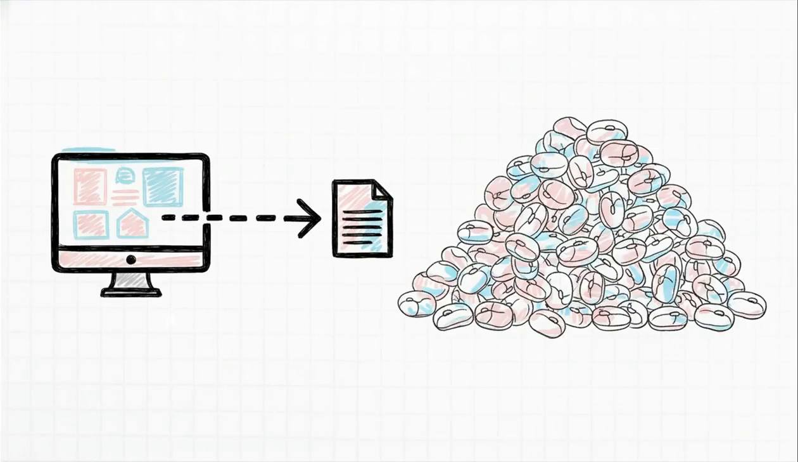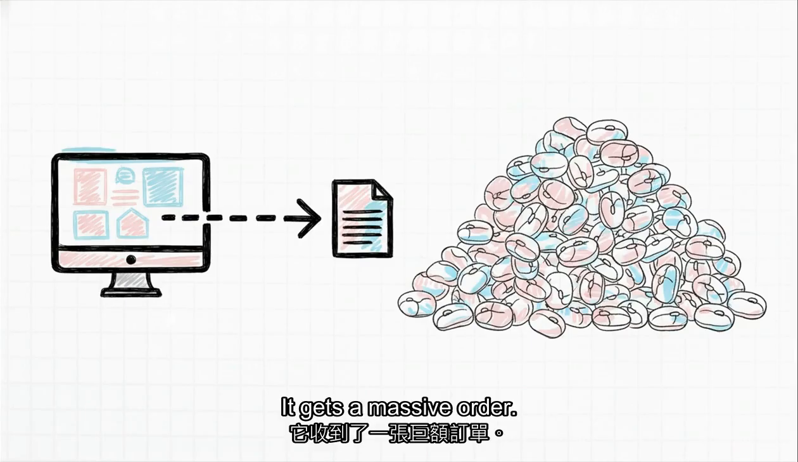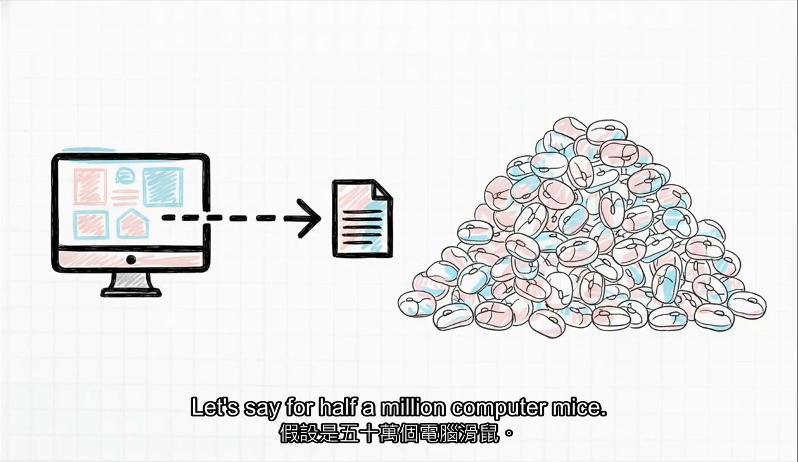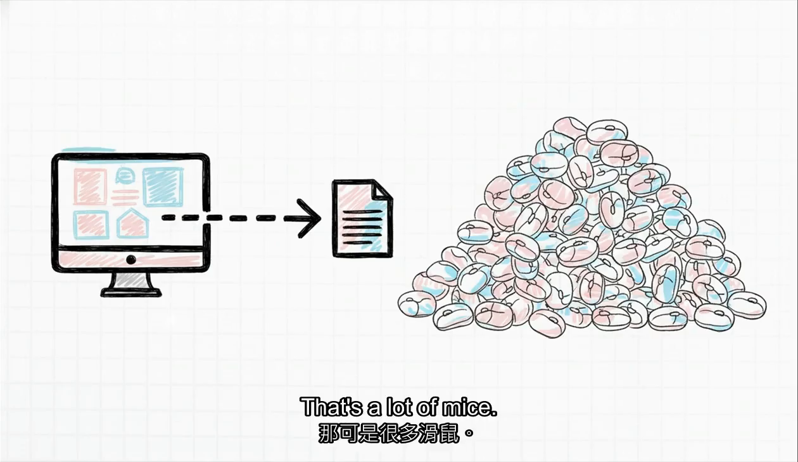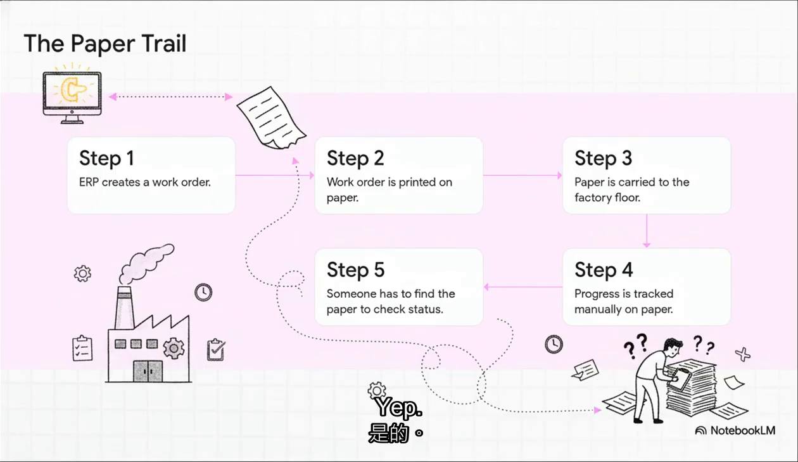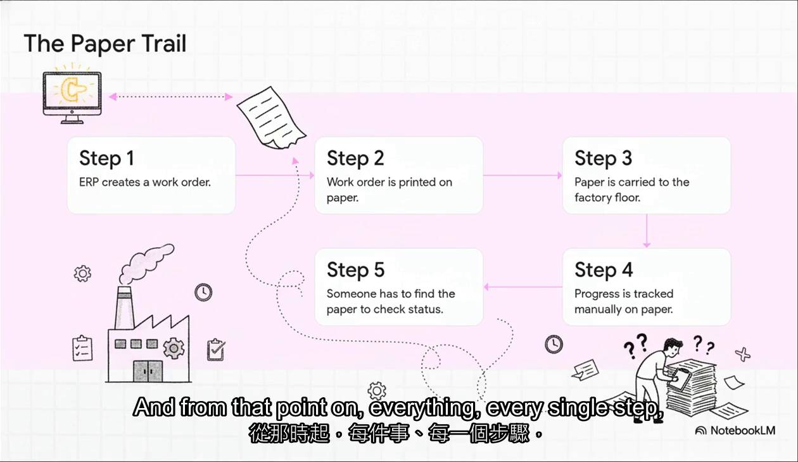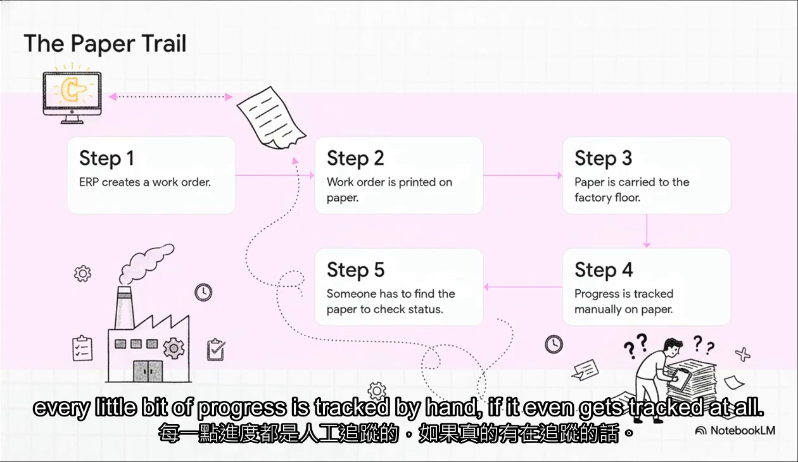So let's make this real. Picture this. Your company's main business system, the ERP, gets a massive order. Let's say for 500,000 computer mice. That's a lot of mice. The order's in, great. Now the real work is supposed to start. But here's the catch. If you don't have a truly integrated system, that beautiful digital order just gets printed out. Yep, it becomes a physical piece of paper that someone literally has to walk down to the factory floor. And from that point on, every single step, every little bit of progress is tracked by hand, if it even gets tracked at all.